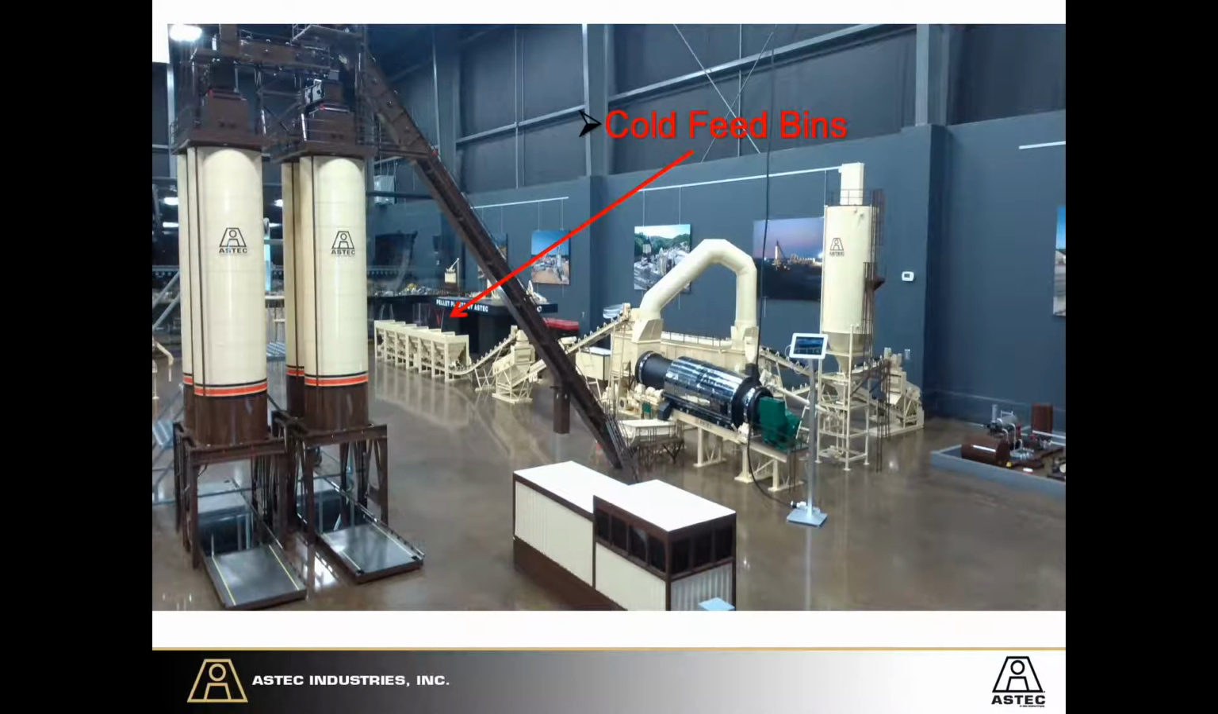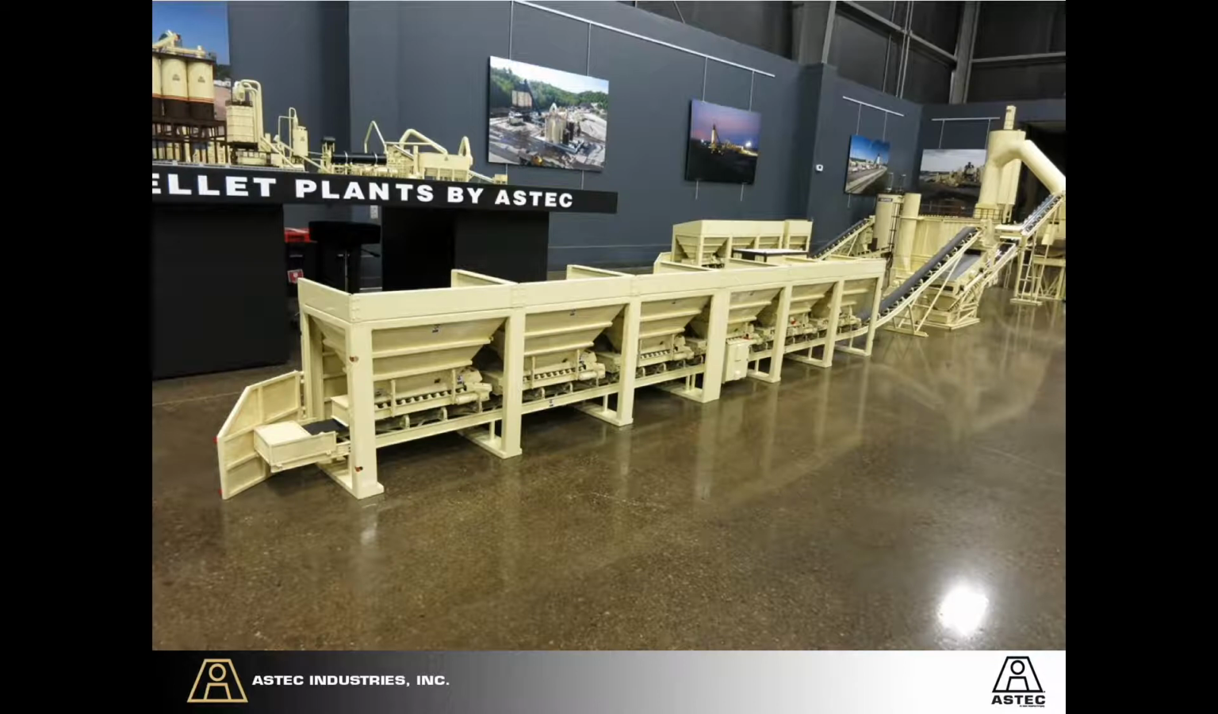If we start with this process, everything starts at the cold feed bins. This is where your virgin aggregates are entered in. Here's a good representation of a 6-compartment cold feed bin.